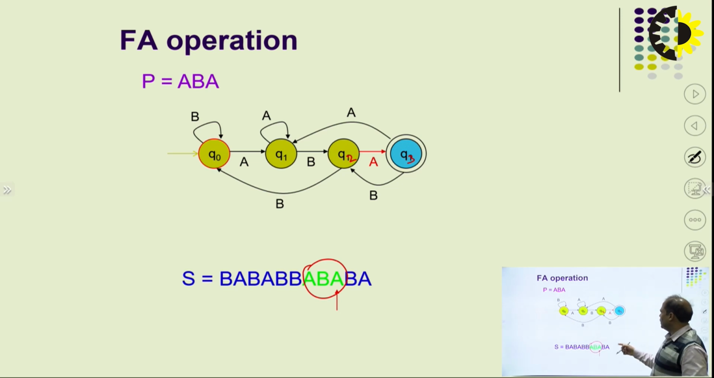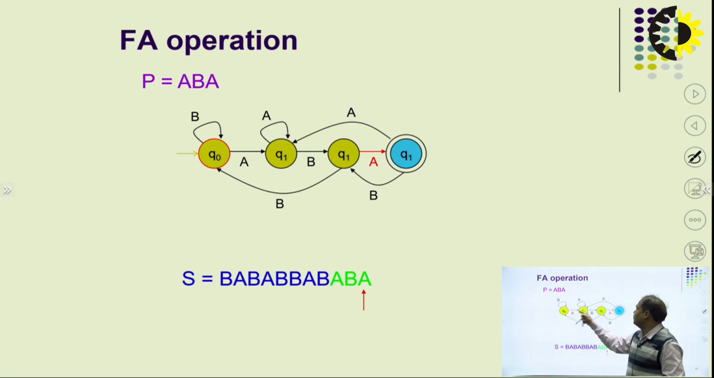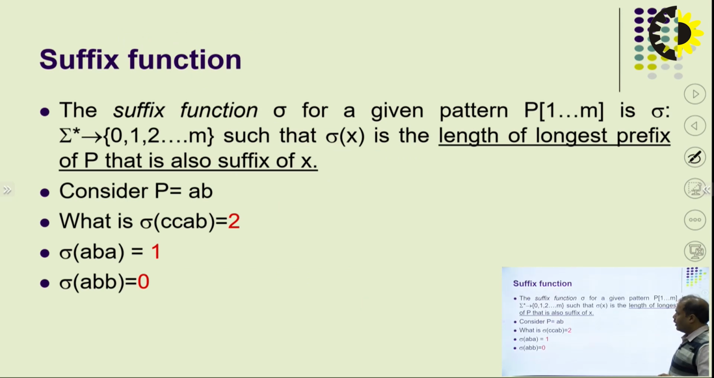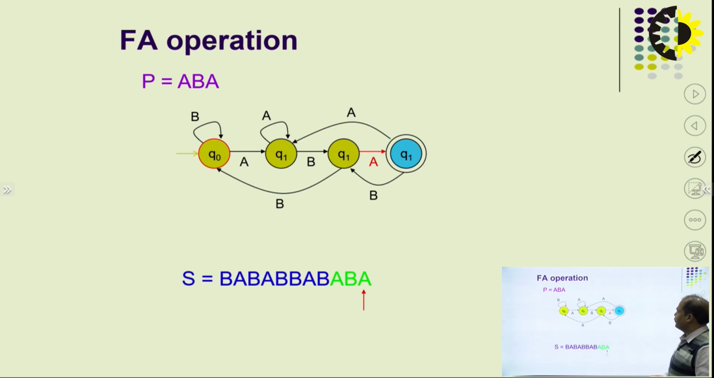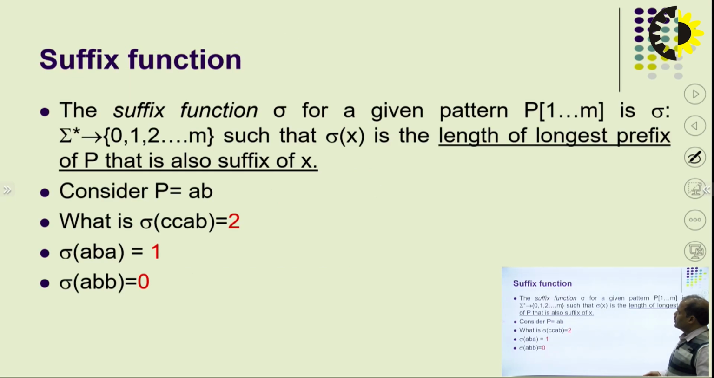Then after reading here, again reading B, you get Q1, and again reading A, we get Q1. So it is not like every time it starts from the beginning and searches for the pattern. It utilizes the suffixes and prefixes also. So when we talk about finite automata as a string matcher, we are always interested in the suffix function, and it is very important to understand what the suffix function is and how it can help in designing a finite automata for the given pattern.